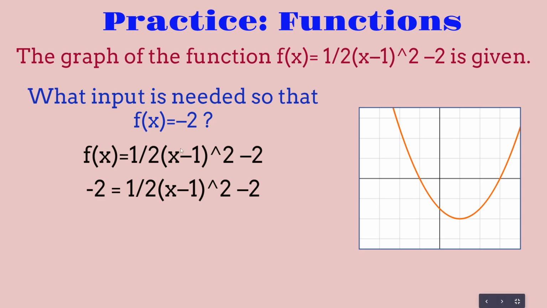All we're doing is replacing f of x with minus 2, because we know that f of x is equal to minus 2. So we're going to replace that with minus 2, and then from here all we're going to do is just leave x by itself.